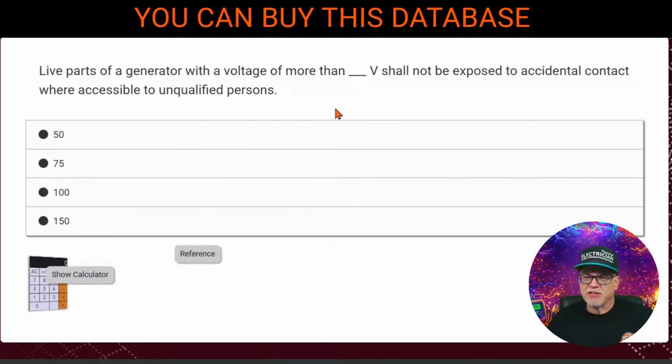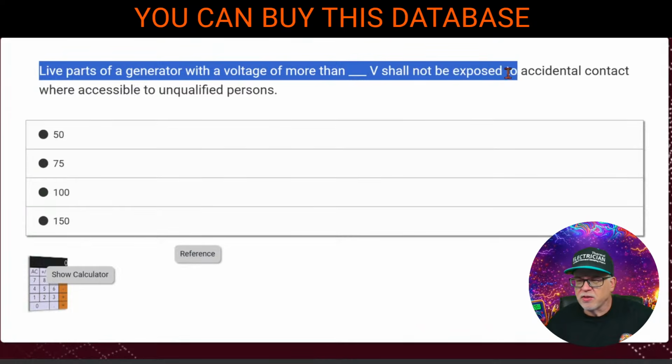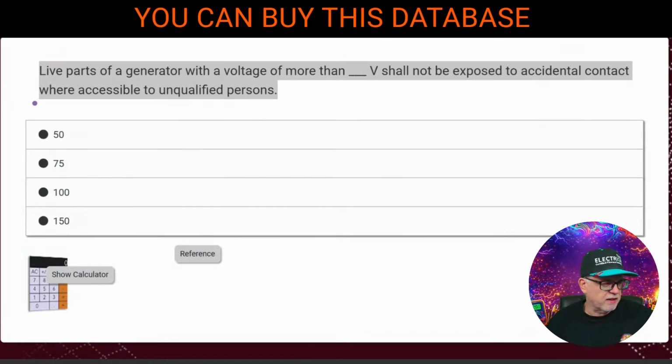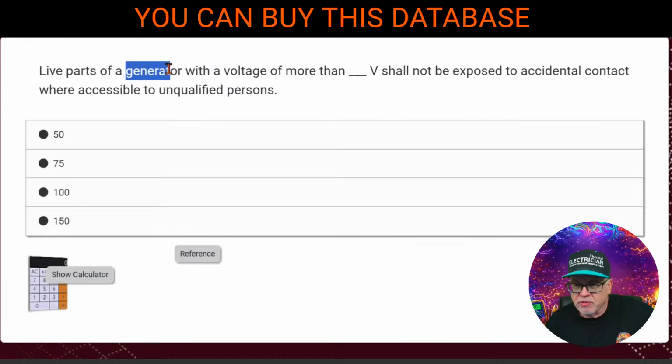All right. The next question we have is, let's go here, make sure I'm seeing the screen. Okay. It says live parts of a generator with a voltage of more than blank volts shall not be exposed to accidental contact or accessible to qualified persons. Okay, so the first thing that you see this, you're thinking, what is the root? What are we talking about here? Well, obviously, we're talking about generators.